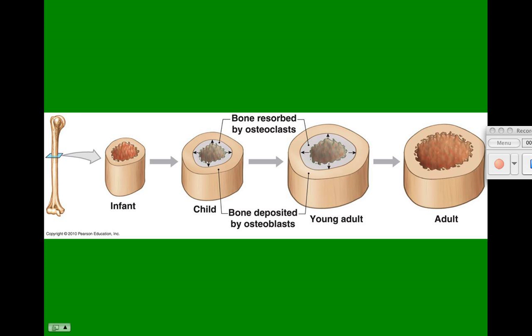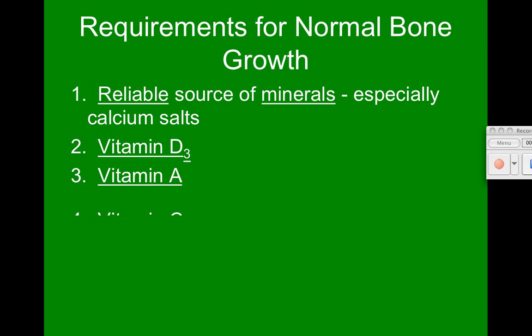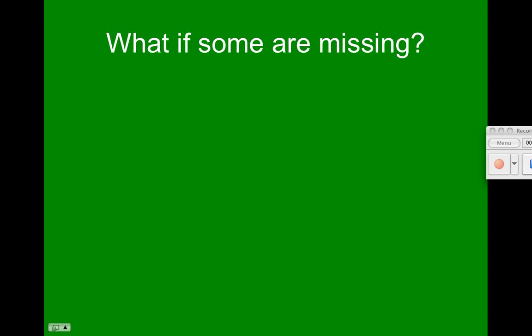Now, in order for this bone growth to occur, we need a couple of different minerals and nutrients available in a pretty good supply as we're creating this bone. So specifically, we need a reliable source of minerals, specifically calcium salts. We need vitamin D3, vitamin A, vitamin C, and hormones. So if one of these things are missing, we can have some problems.